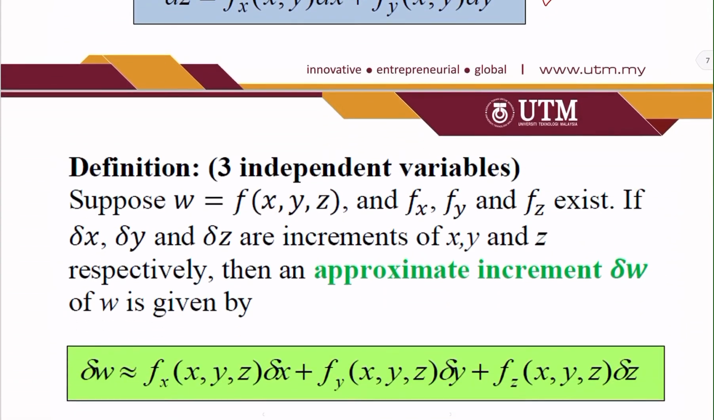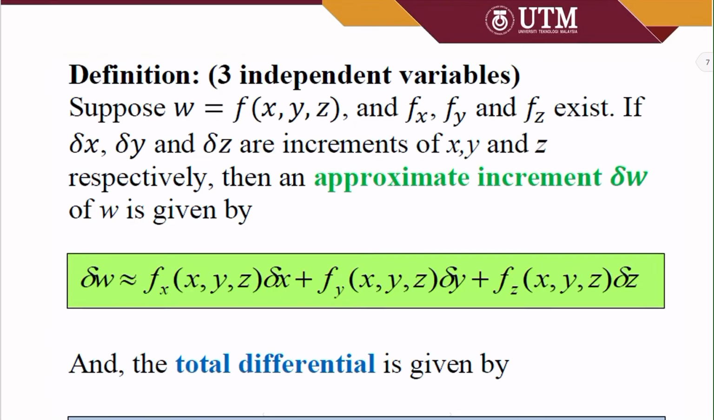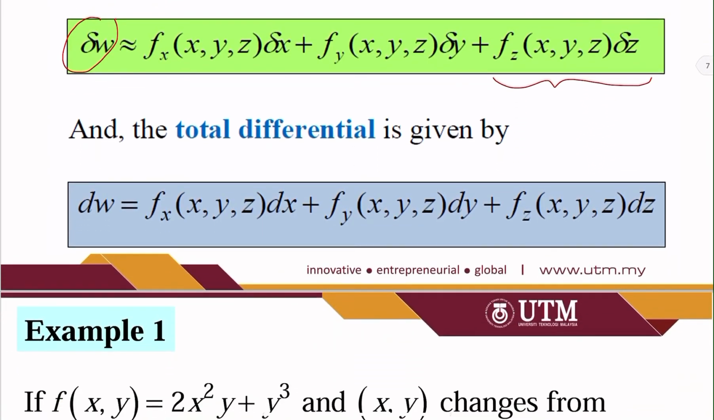How about for three independent variables? Let's say we have w equal to f(x, y, z). Therefore for delta w, we just add one more term, which is the increment for z, delta z. And the total differential will be dw equals fx dx plus fy dy plus fz dz.